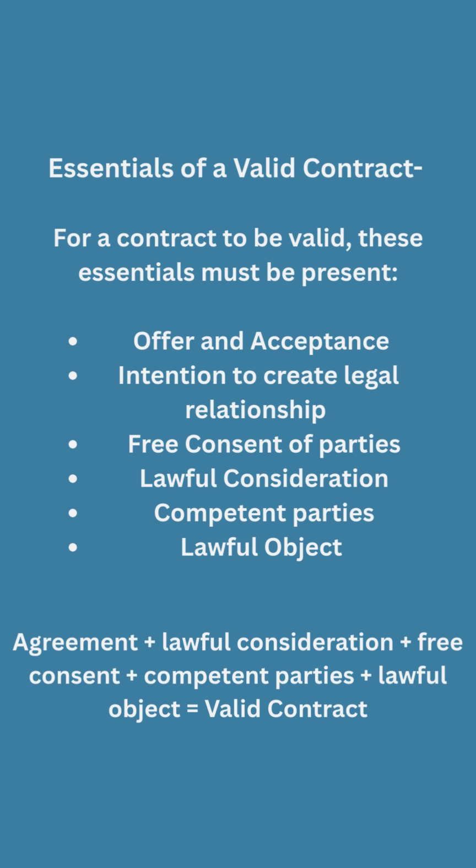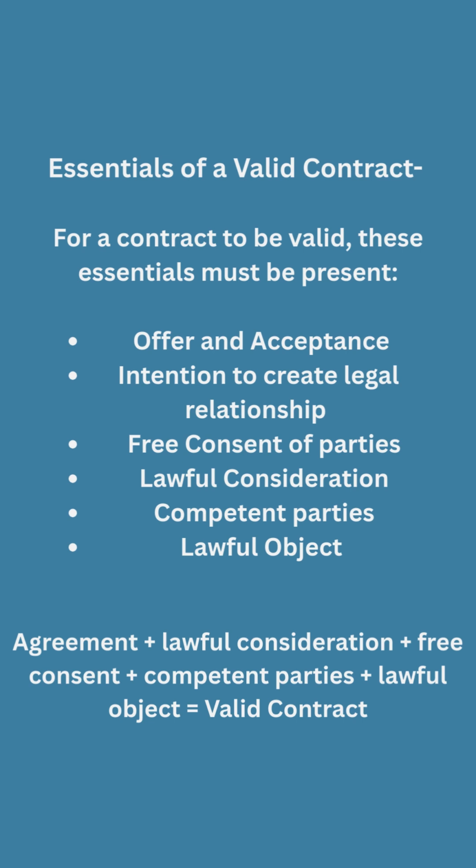Now, our fourth essential is that there must be free consent. Consent must be free and not caused by coercion, undue influence, fraud, misrepresentation, or mistake. If the consent is not free, the contract becomes voidable. For an example, if a person signs a contract because of threats or pressure, somebody is pressuring him or her, the consent here is not free and the contract becomes voidable and the contract can be cancelled.